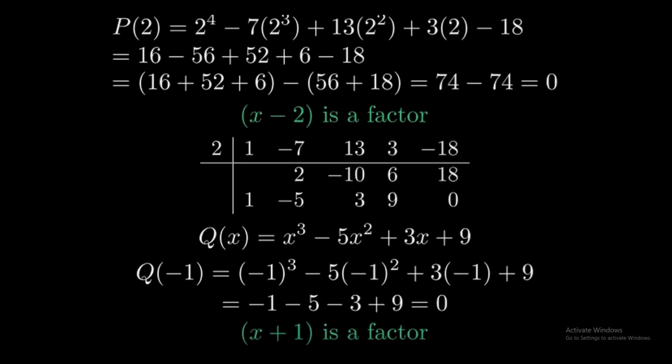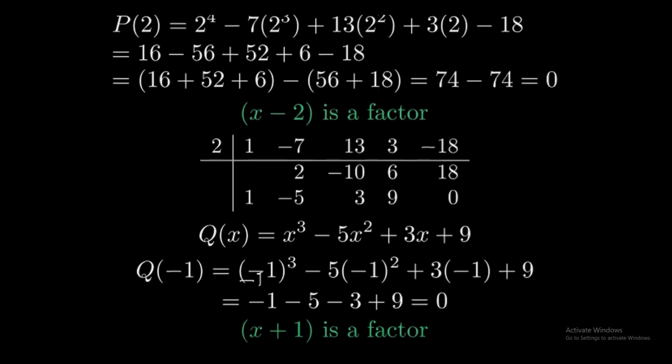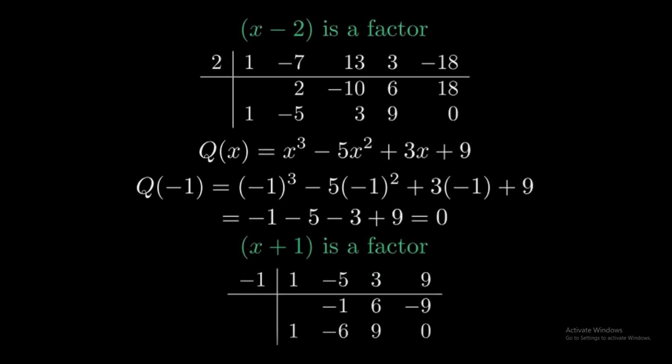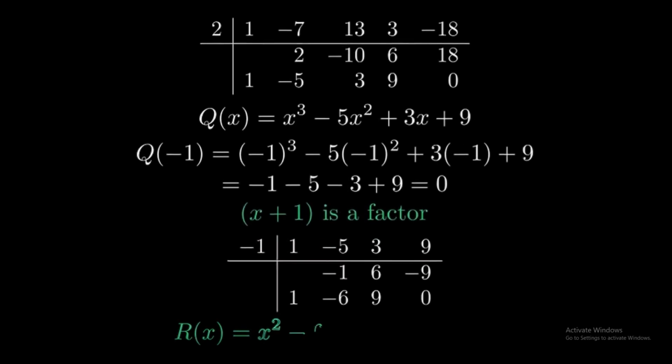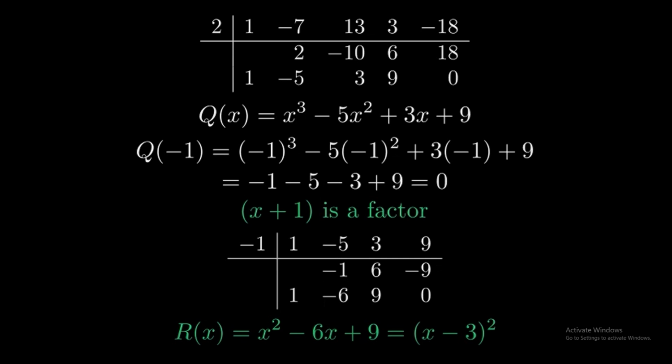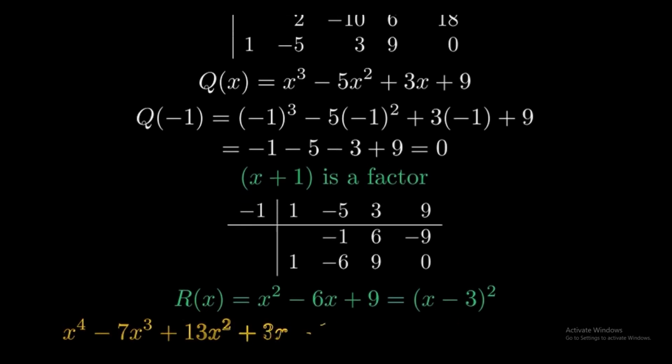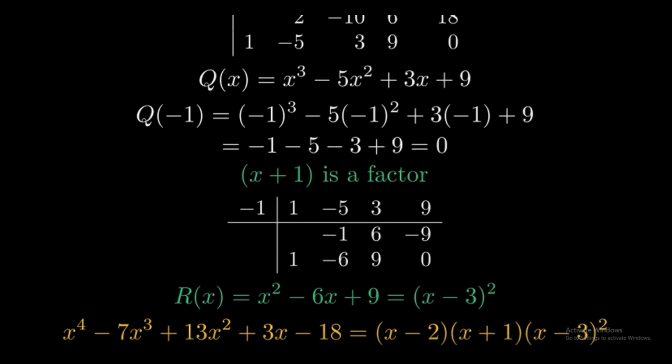Divide the cubic by x plus 1 using synthetic division. Bring down 1, multiply by negative 1, and add across. The result is the quadratic x squared minus 6x plus 9, which is a perfect square. So the complete factorization is x minus 2 times x plus 1 times x minus 3 squared.